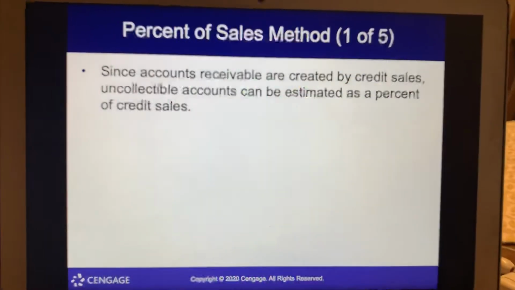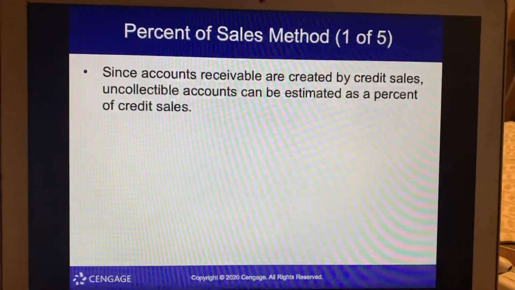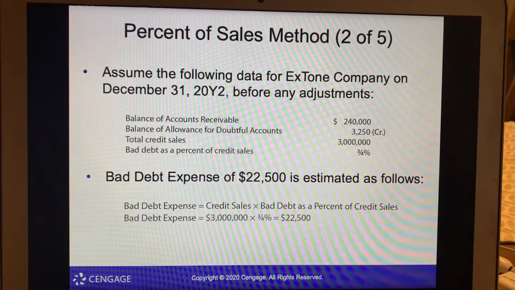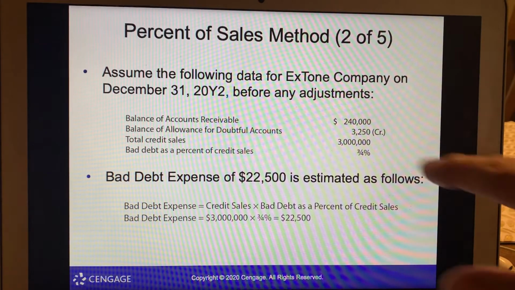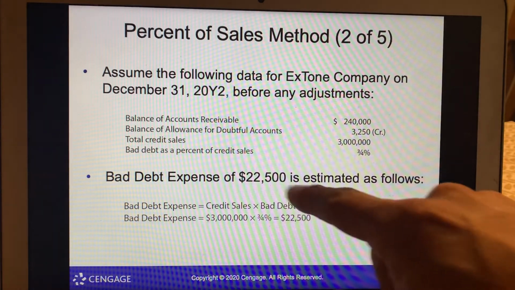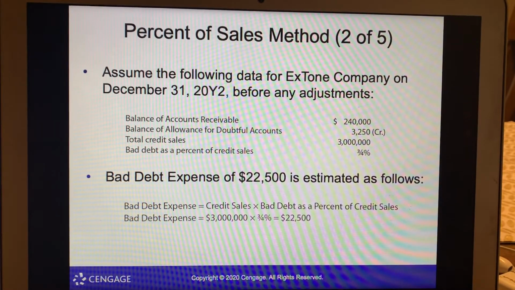Percent of sales method. Since accounts receivable are created by credit sales, uncollectible accounts can be estimated as a percent of credit sales. So here we go: balance of accounts receivable, $240,000. Balance of allowance for doubtful accounts is $3,250 credit, which will be on the right side. Total sales will be $3 million, so 0.75%. So bad debt expense of $22,500 is estimated as follows: 3 million times 0.75%, so you get 22,500.